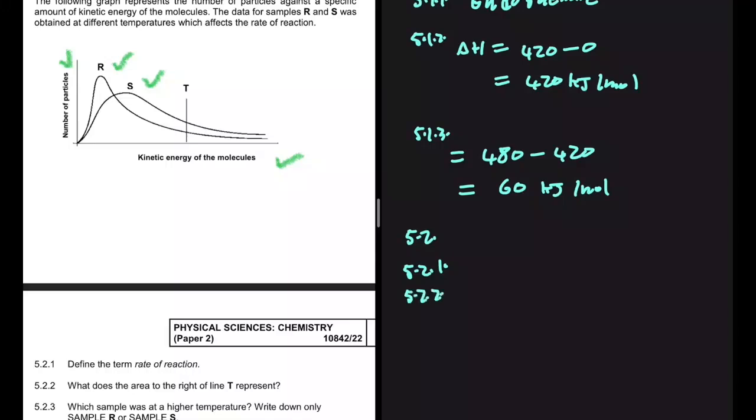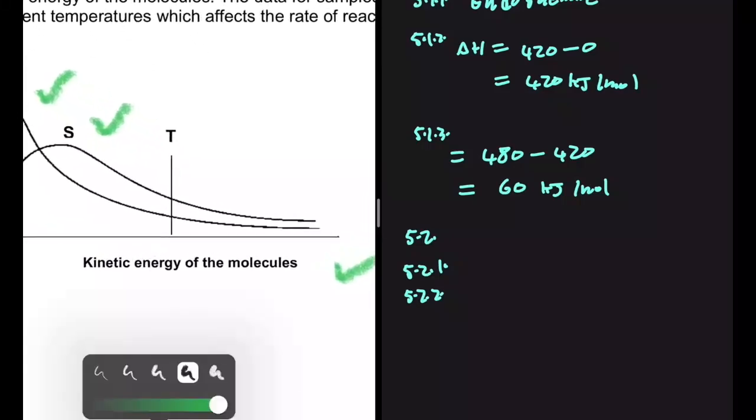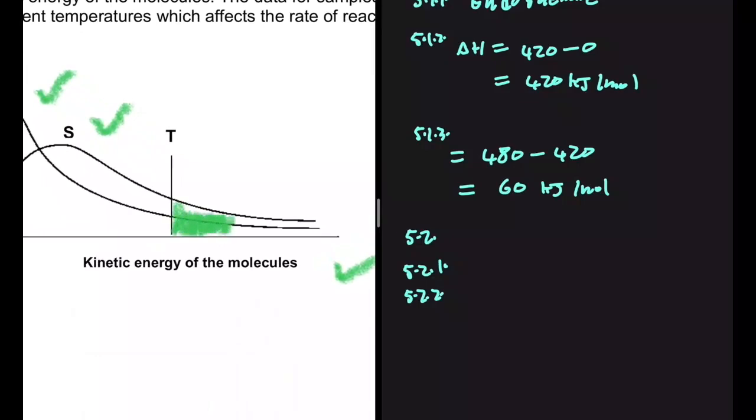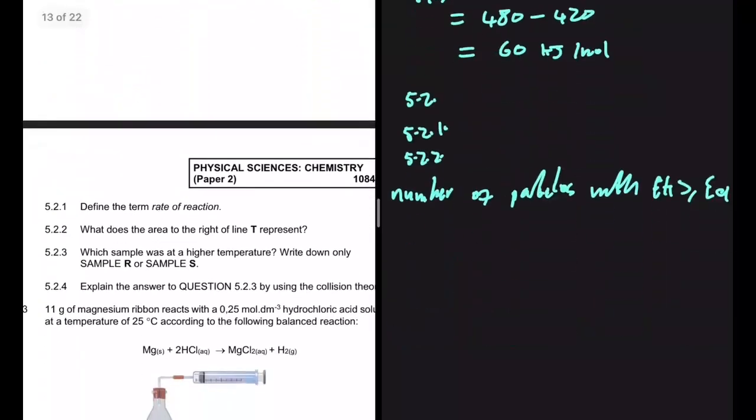5.2.2. What does the area to the right of line T represent? Let's go to our graph and see what we have. We have a line T there. So what does this area to the right of line T represent? You should know by now that that area there represents the number of particles. So that is the number of particles with a kinetic energy that is equals to or greater than the activation energy. The number of particles with sufficient energy. That is 5.2.2.